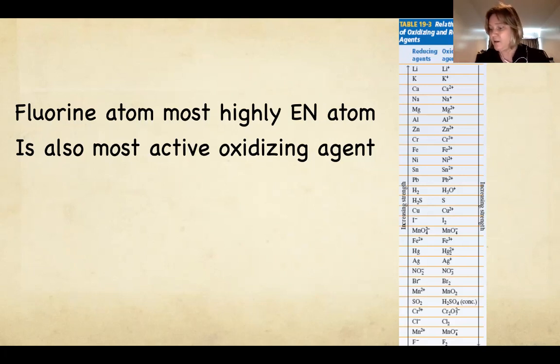So you can see this is the table that is in your book. It's really easy to figure it out because you've got reducing agents here, and all of the strong reducing agents are the active metals, because these are the guys that are going to be oxidized. They want to be oxidized because it gives them the stable electron configuration.